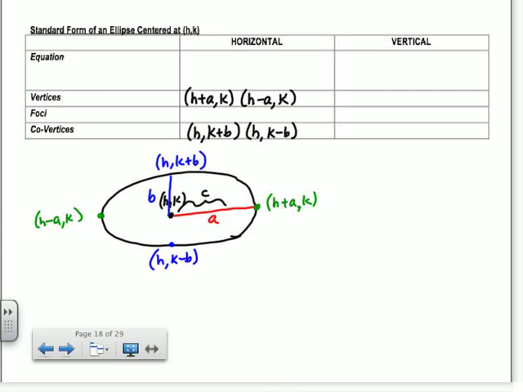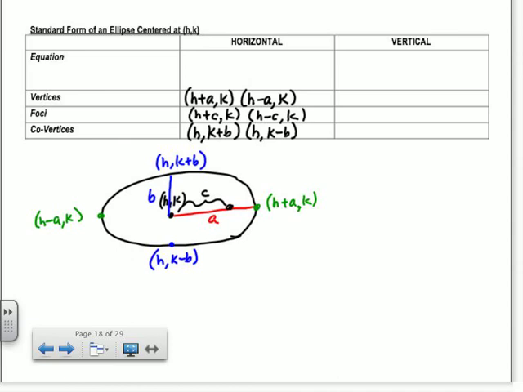All right, the foci, that's just right inside. You add c, so they're like right there. So you'd have h, you add c to it, comma k. So h plus c, comma k, and you have h minus c, comma k. So it looks a lot like the vertices. It's just right inside. C is smaller than a.